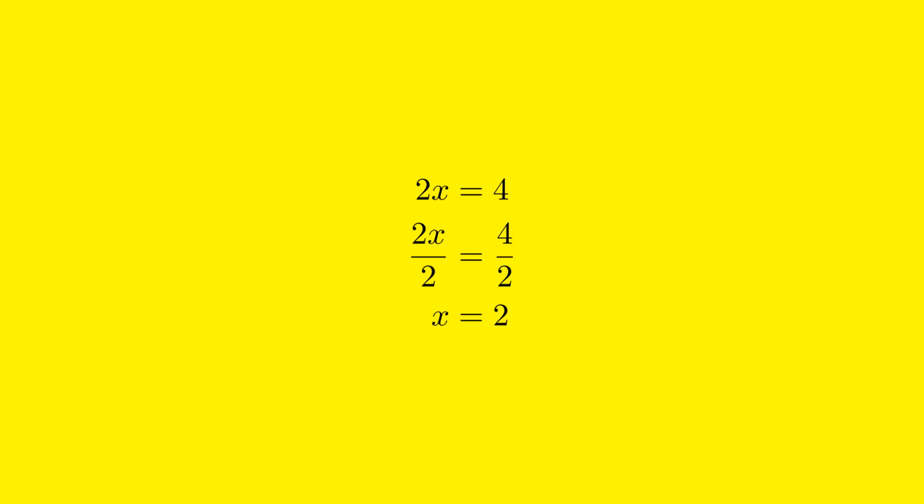This means our original equation 2x plus 3 equals 7 has now been solved for the variable x. The value of x is 2. This is the final step in solving the equation.